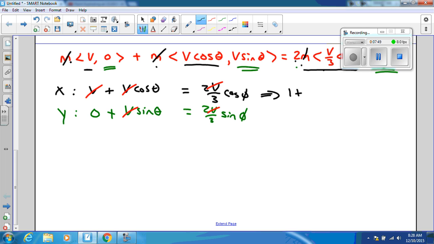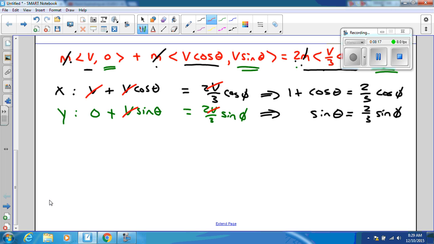And what I'm left with is a relatively simple equation that 1 plus cosine theta is equal to 2/3 cosine phi. And sine theta is equal to 2/3 sine phi. And that's not so bad. In fact, I like it because I have two variables, theta and phi, and I have two equations. And that means theoretically I can solve it.